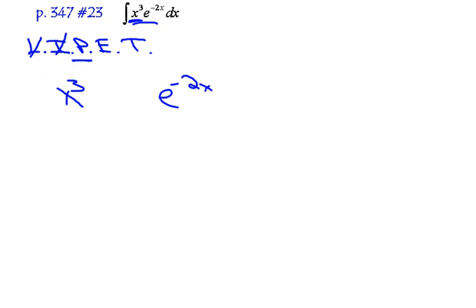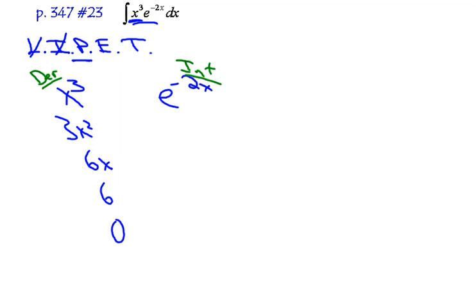So I set up my two columns. I remind myself the left column I'm taking derivatives. The right column I'm taking integrals. And we go down and complete these two columns. So coming down, x cubed becomes 3x squared, which becomes 6x, which becomes 6, which goes away.